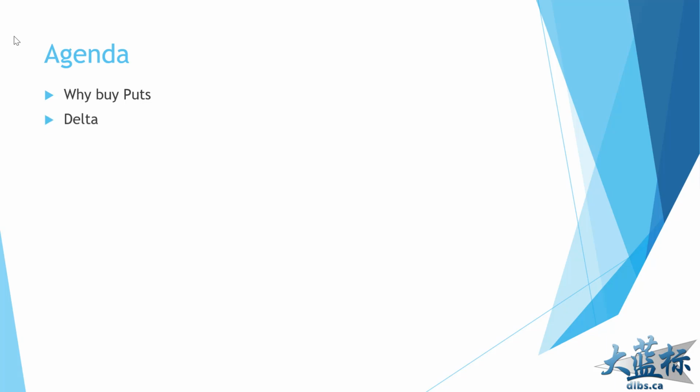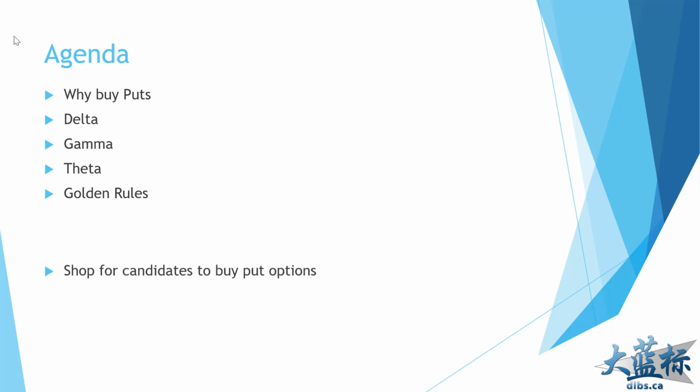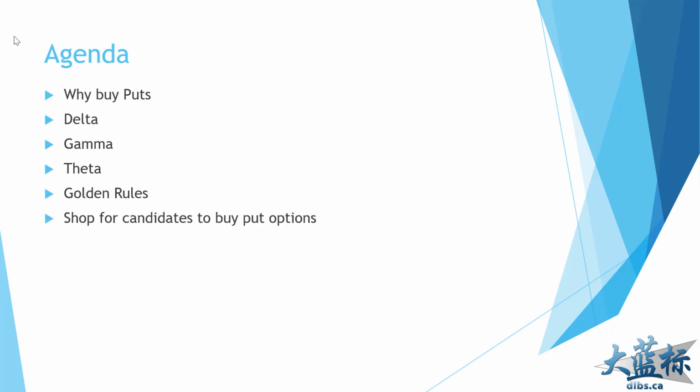And anytime you buy options, we must be very aware of the deltas and the gammas and the thetas, all the Greeks. We will also recap the golden rules we need to follow. Then together we will shop for some candidates to buy put options against. Then we recap all the free tools we talked about, as well as Show Options Play and how this makes our life so much easier.